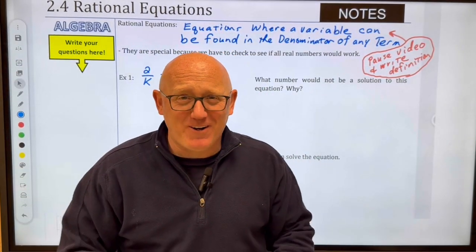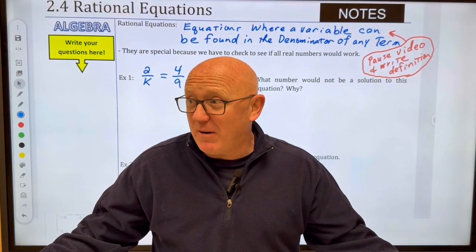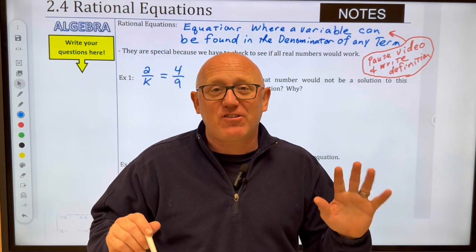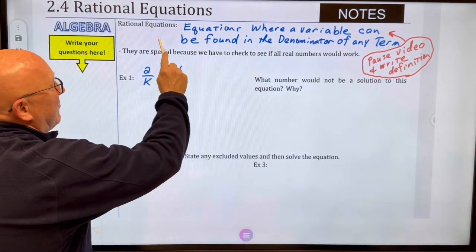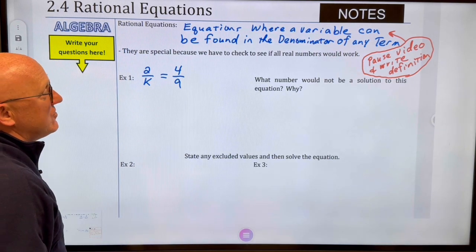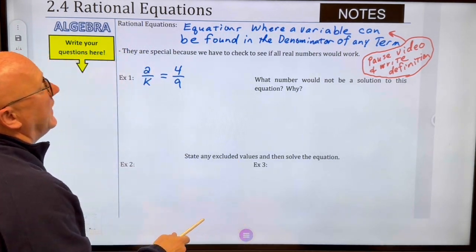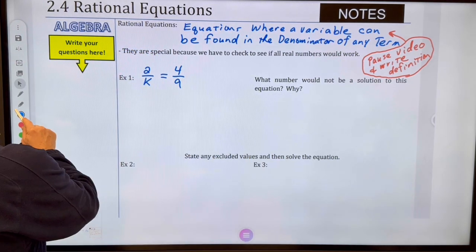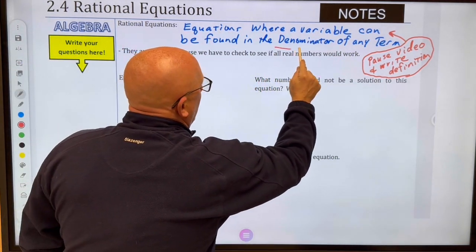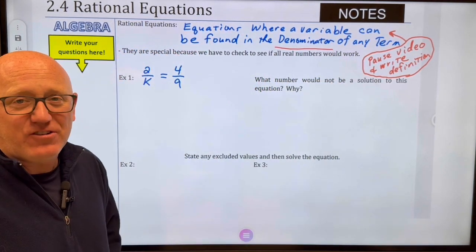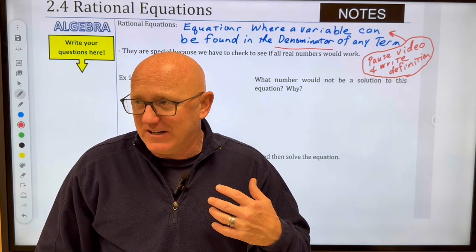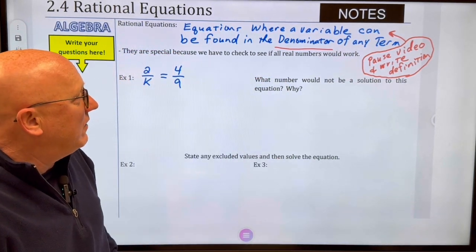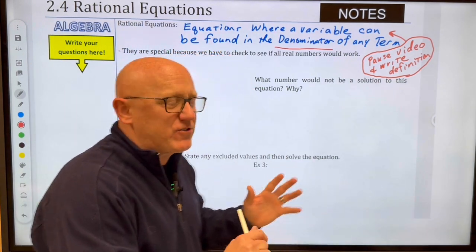All right, welcome. We are talking about 2.4 rational equations. Take a moment here and pause the video if you want to get this definition. Equations where a variable can be found in the denominator. And so as we look at this section, we're really looking at equations that have a denominator, and occasionally we have to consider when the variable goes to zero or the expression goes to zero.